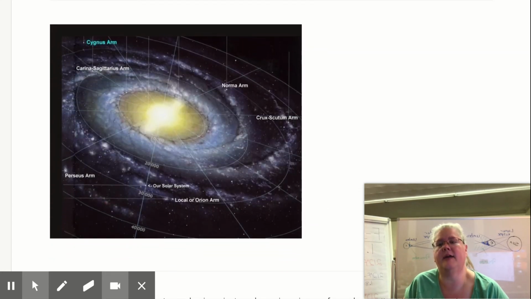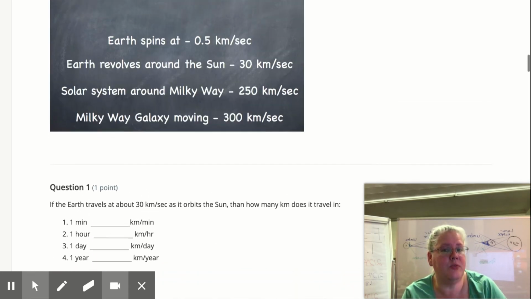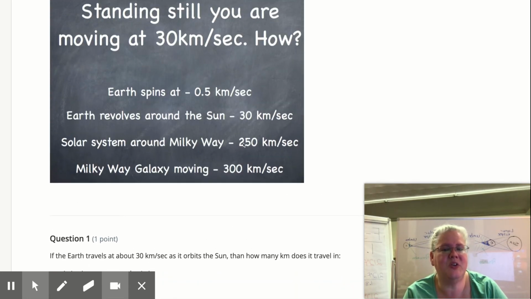Okay, you should be back. So we talked about the fact that we actually are rotating around in our galaxy at, what was it? Do you remember? There it is, 250 kilometers per second. We're moving around the Milky Way.